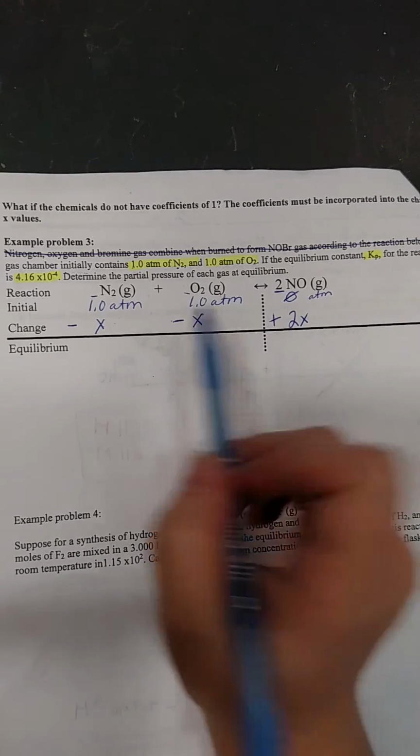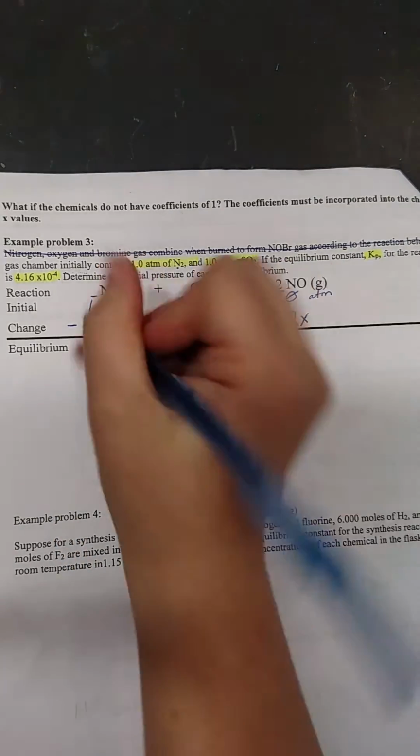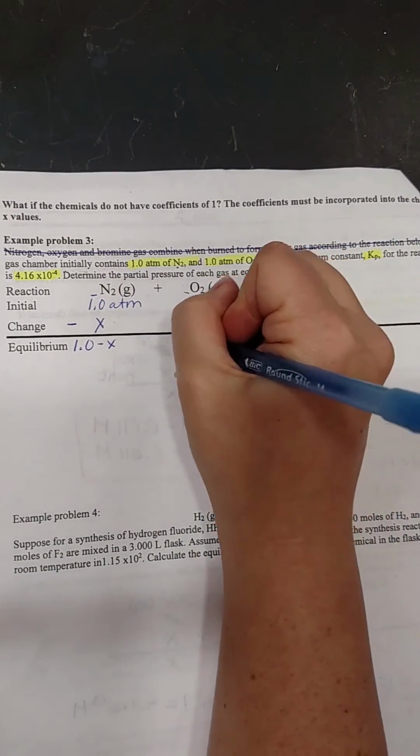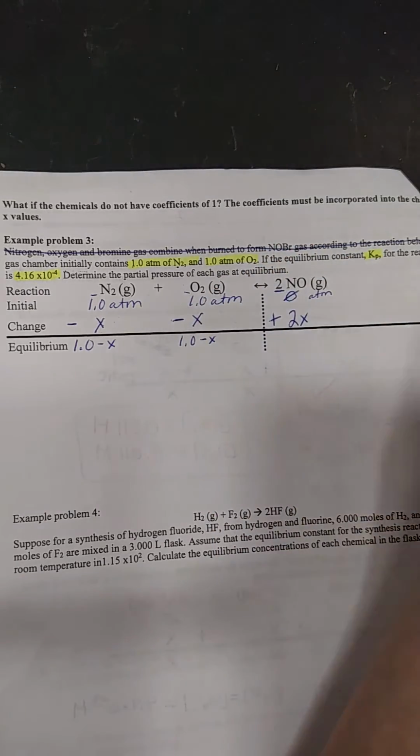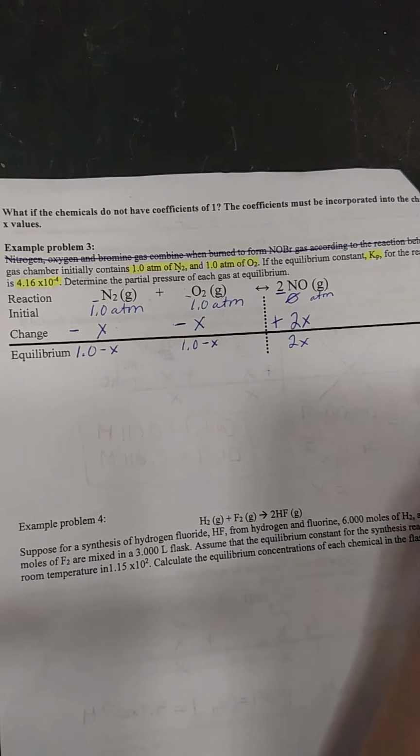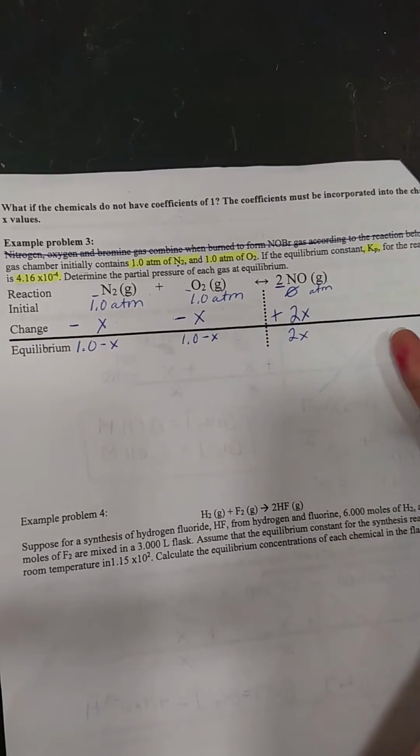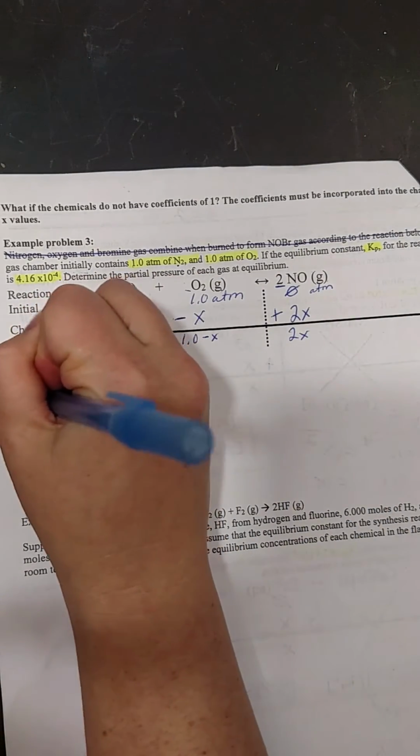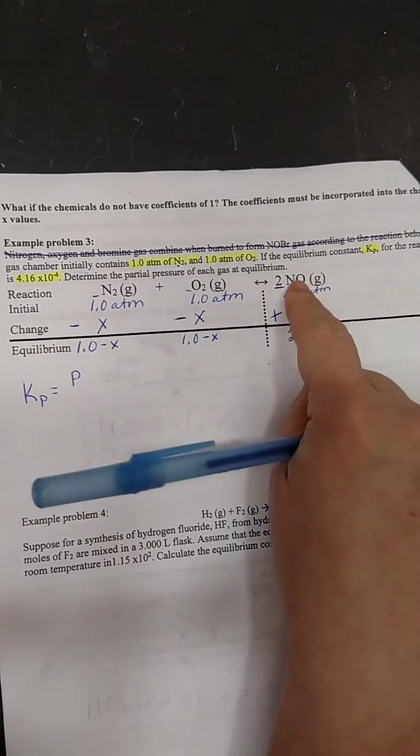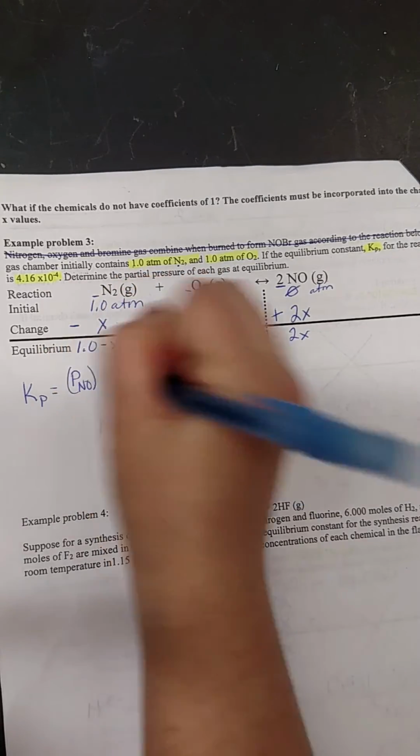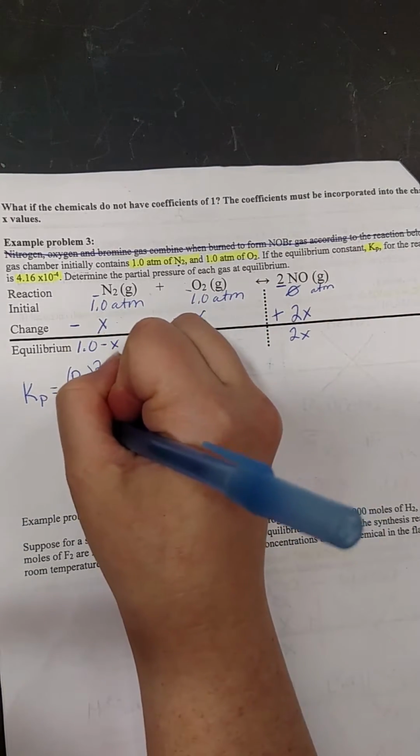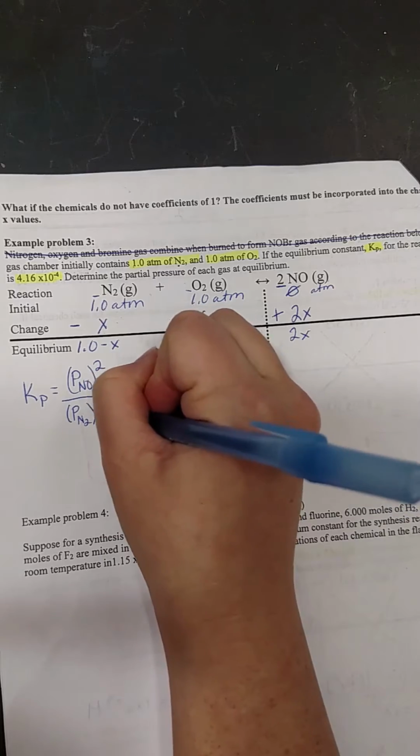All right, and now we want to do our math. So we have 1 minus X. We can't solve that, so it's just 1.0 minus X. Here, again, 1.0 minus X. And then here we have 0 plus 2X. So we have some values. We want to plug them into our expression. So we have Kp equals, since it's in terms of pressure, we want to write these as partial pressures. So our product's pressure of NO, squared, divided by our reactants, pressure of N2 and pressure of O2.